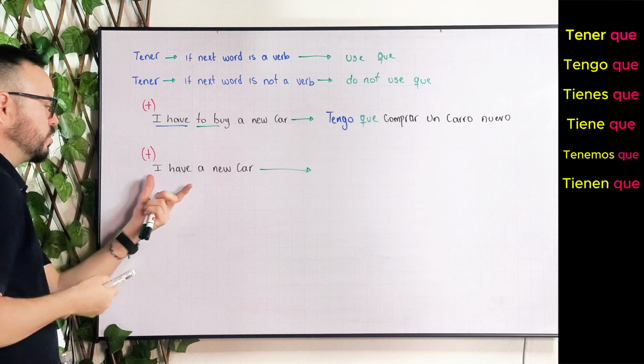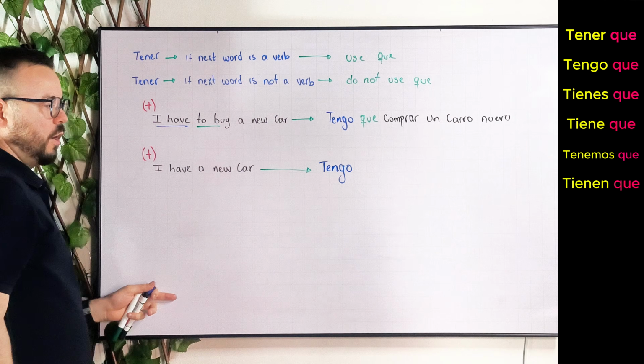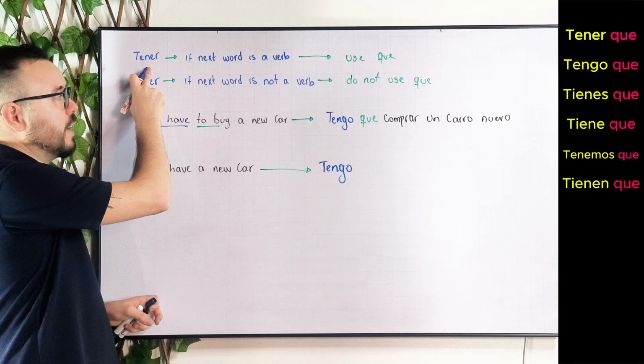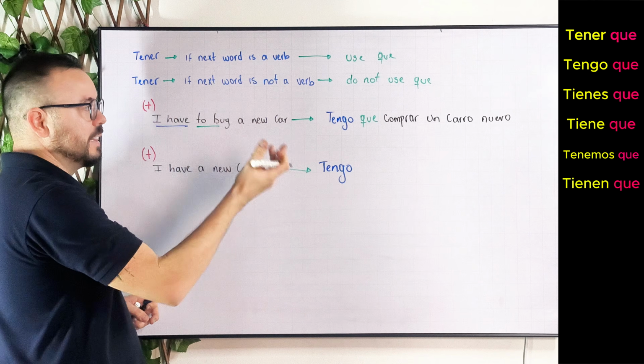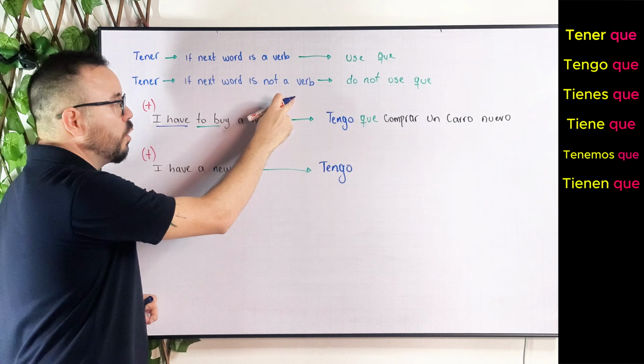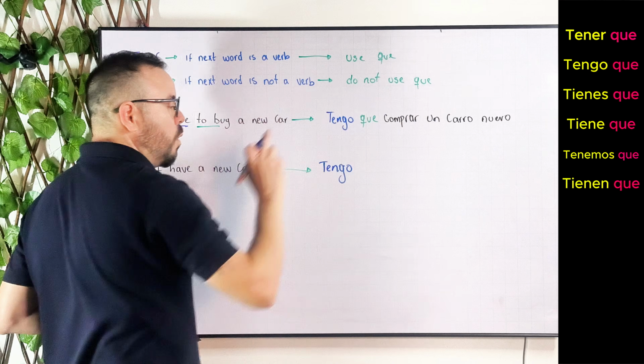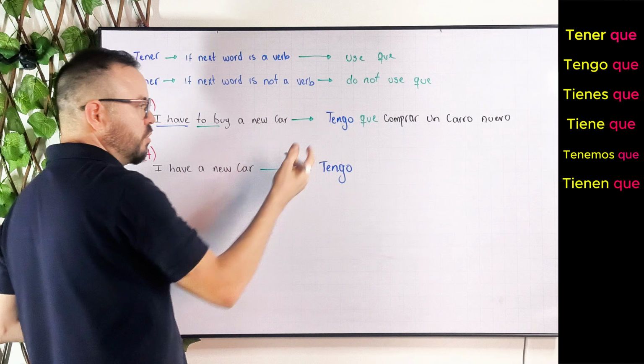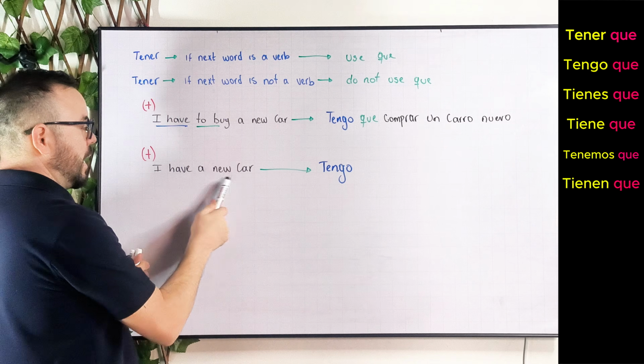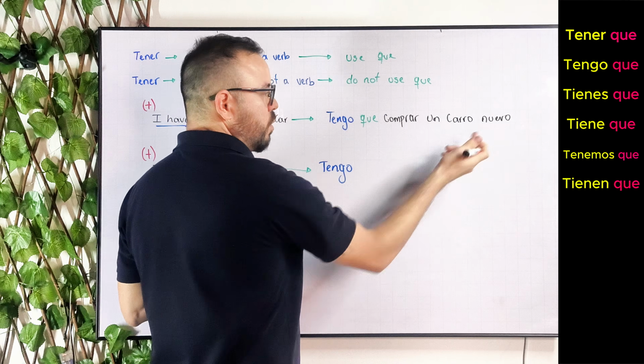Now, let's do this example. I have a new car. So let's go one more time. I have. It's just tengo. But what is the rule telling me? If I say tener and the next word is a verb, then I need que. But if I say tener and the next word is not a verb, like I have a new car, this is not a verb, that means that this que won't be required. So I'm just not going to say this que, and that's it. So I just need to say a new car that we already know that is un carro nuevo, right?